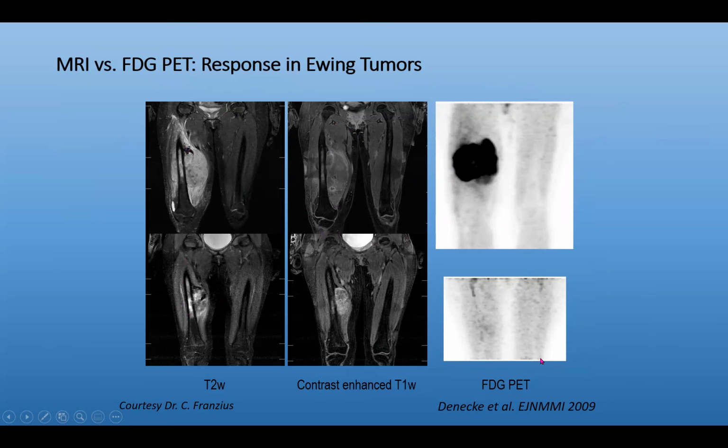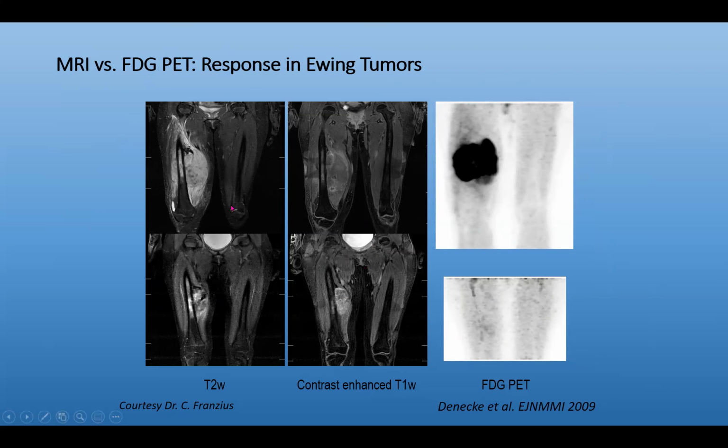So a couple of things to notice. On the PET scan, you can see that we go from this very intense uptake before treatment to almost negligible uptake on the follow-up scan. So this is a really good response to treatment.